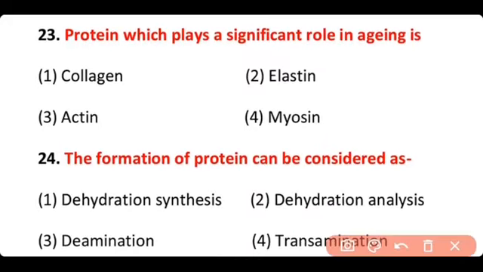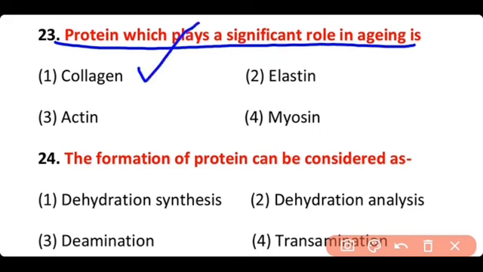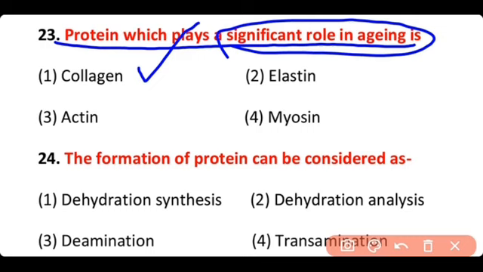Question number 23. The protein which plays a significant role in aging is collagen, elastin, actin, myosin? So the correct answer is option 1. Collagen is a protein which is present in connective tissue and it causes the hardening of cartilage and thus plays a significant role in aging.